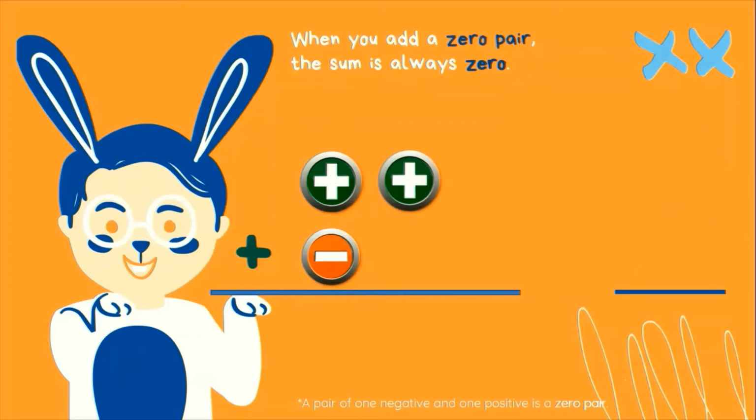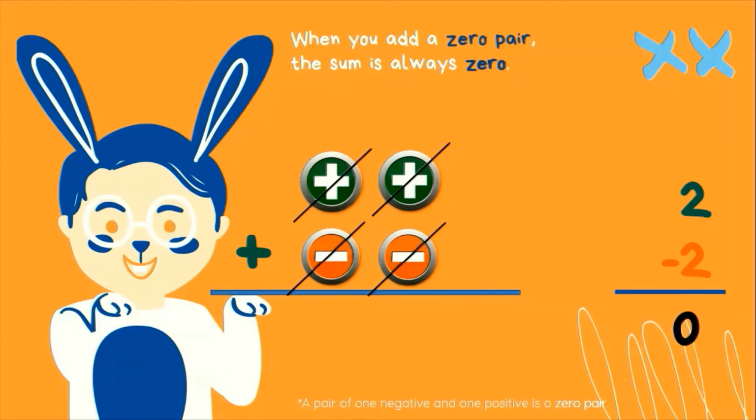Another example, kung meron tayong positive 2, i-add natin siya kay negative 2. Since sila ay zero pair, meron tayong dalawang zero pair dito, all of them will be cancelled out, and the answer will be 0. Lahat ng zero pair ay laging 0 ang sagot. Say for example, positive 5 plus negative 5, positive 100 plus negative 100.